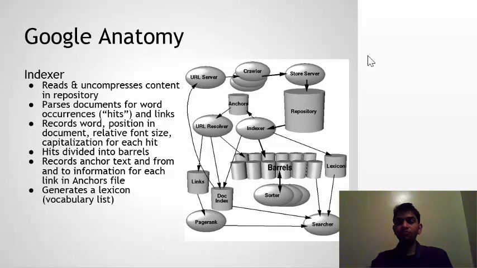Indexing is a function which is carried out by the indexer and sorter. The indexer basically fetches all the data from the repository, uncompresses all the documents and web pages, and then parses them. After this, all the documents are stored in the form of a set of words called hits. Hits are a record of words, font, approximate font size, capitalization and positions of the words. Hits are stored into divided barrels.